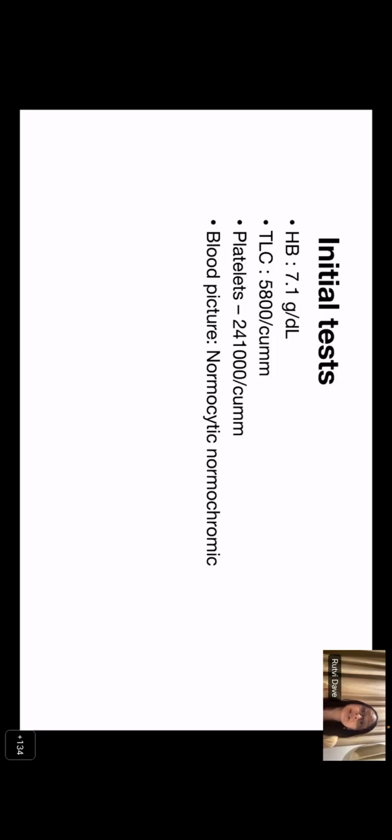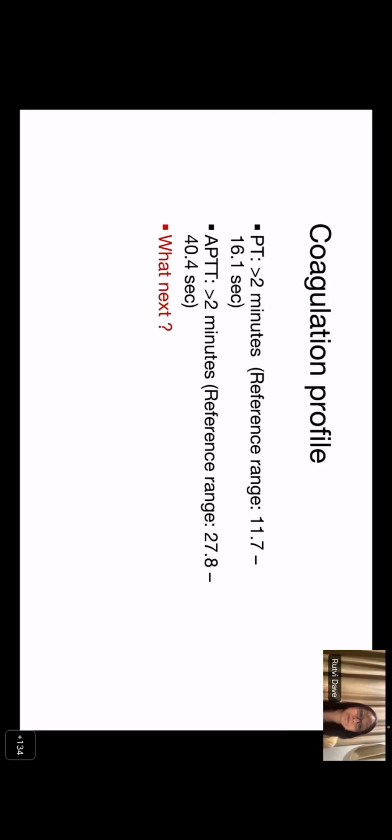Looking at the initial investigations, the hemoglobin was reduced, 7.1 gram per deciliter. The platelet count was normal and the blood picture showed normochromic normocytic picture. Looking at the coagulation profile, PT is more than 2 minutes, APTT is more than 3 minutes. What next? Thrombin time? A common pathway defect? What do you do when your PT or APTT is prolonged?